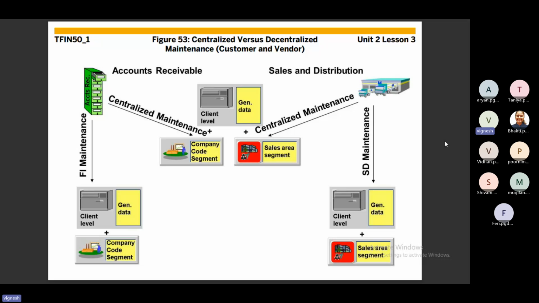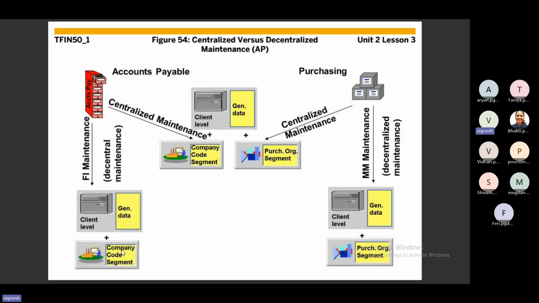So this SD maintenance will be available in the general data plus sales area data. This will be done by the SD related persons, and general data plus company code segment is done by the FI consultants. Same like that for AP, that is general data, company code segment and purchase data. These two, that is general data and purchase organization segment, are maintained by the MM. So all these three combined together are called centralized. If it is not combined, and only any two are maintained, that is called decentralized maintenance.